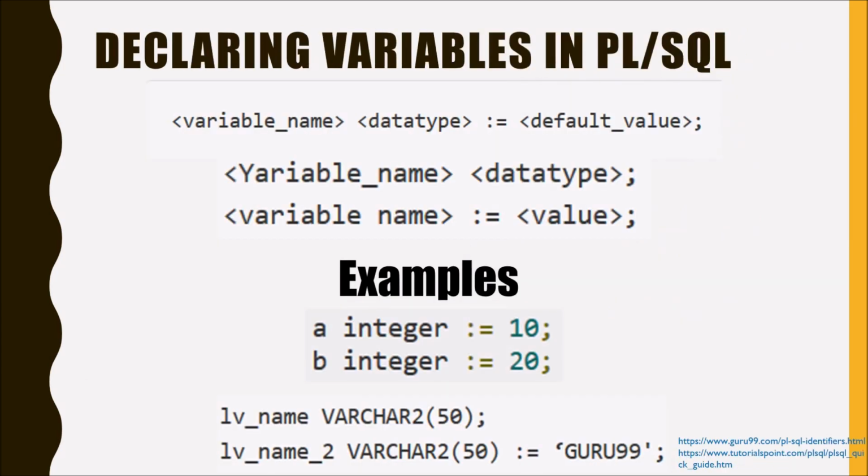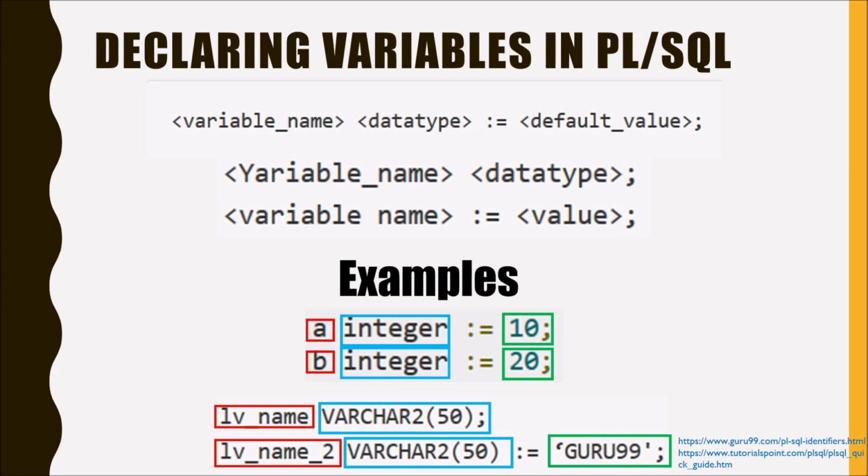In PL/SQL, there are two ways to declare variables. You can either declare the name and type of a variable and also assign a value to it all in one line, like in the top example, or you can first declare the name and type of the variable and later on assign a value to it, like in the example just below it. In the examples, the names are outlined in red, the data types are outlined in blue, and the values that are assigned to them are outlined in green. These examples came from guru99.com and tutorialspoint.com.